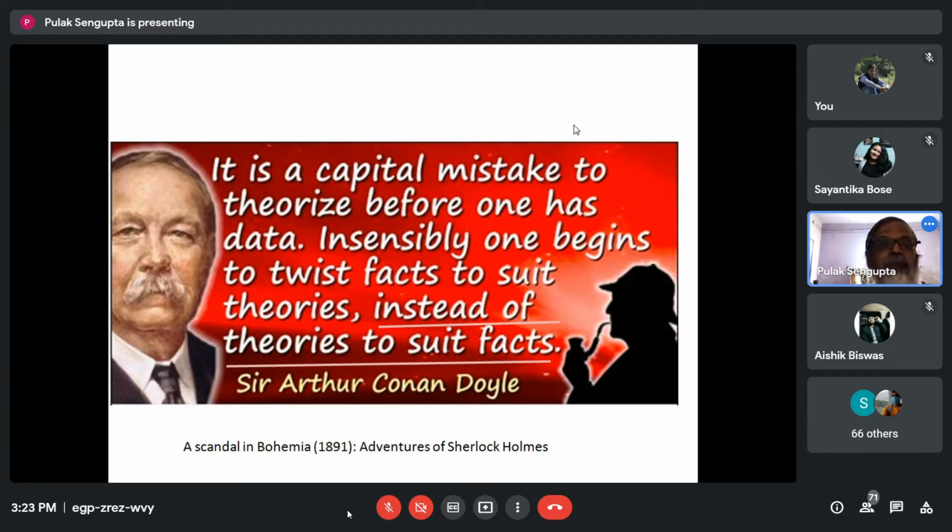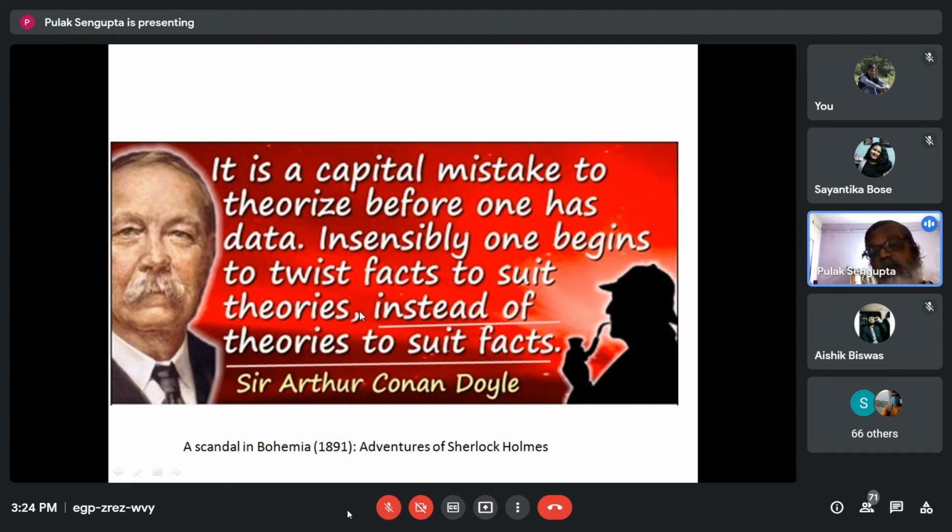You must have read, or at least you must read, this famous book by Arthur Conan Doyle, A Scandal in Bohemia, and there you will find this quote. This is the philosophy of my teaching: that it is a capital mistake to theorize before one has data. Theorize means you do the modeling before one has data. That is observation. Insensibly, one begins to twist facts to suit the theories.